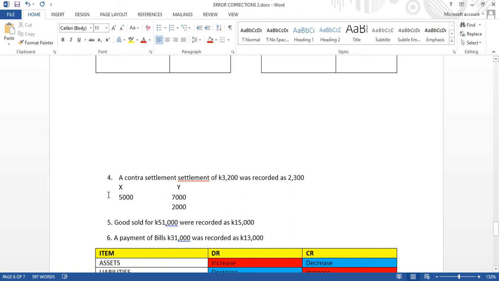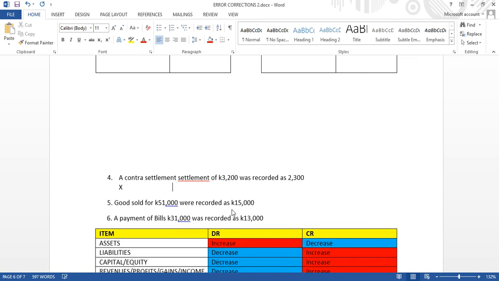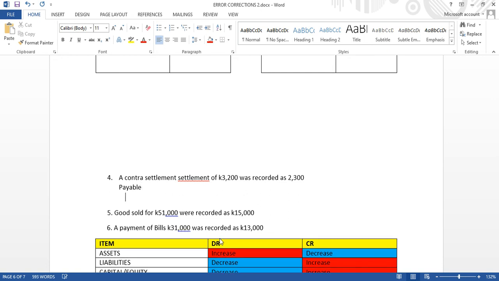Usually in a contra settlement, both the receivable and the payable are reducing. A receivable is an asset, and a reduction in an asset is credited. The payable is a liability, and a decrease in the payable, you debit. So your payable will be debited and your receivable will be credited. That's how you do a contra settlement.